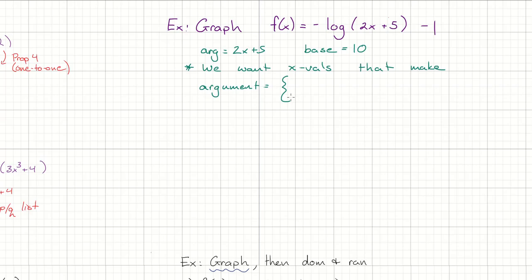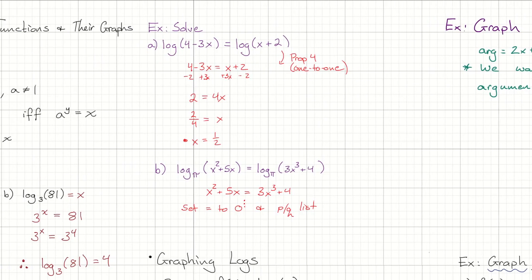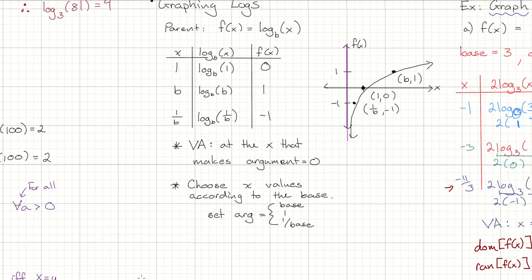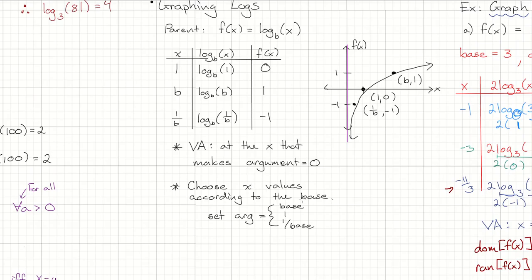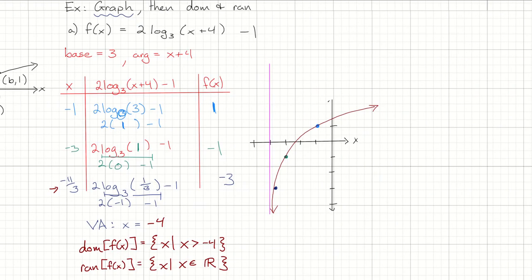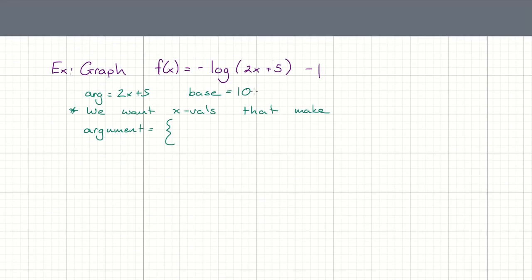We want, if you look yesterday, when we graphed one, right at the beginning we said, hey, the vertical asymptote is at the x that makes the argument 0, and then choose x values corresponding to the base. Specifically, we want to set the argument equal to one of 3 things. X values according to the base, we want to make it these 3 things. The base, 1, and 1 over the base. Okay. So give me one of those 3 values. So one of the 2, don't give me 1.